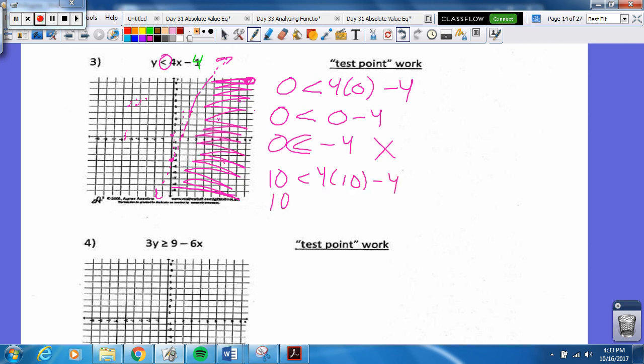Is that true? 10 is less than, was that 40 minus 4 is 36. Is Pac-Man eating the bigger man? Yeah. So there we go. All right, so 10, 10 is the solution. So that test point works. 0, 0 doesn't, so it doesn't.